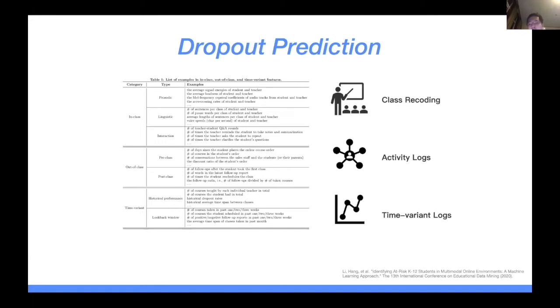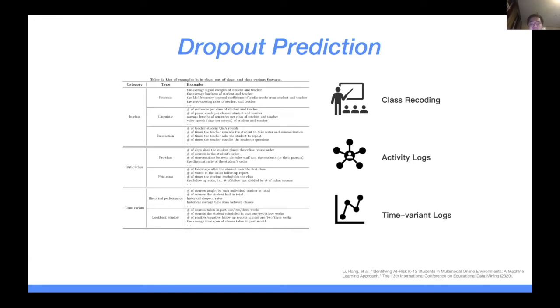And the third, time-variant features that include both historical performance of teachers and aggregated features of student activities within fixed size windows. All of these features are concatenated to train a gradient-boosting decision tree. In our offline experiments, our method improved the dropout prediction performance when compared to state-of-the-art baselines on a real-world educational dataset. And in online experiments, the results show that more than 70% of dropout students are detected by the system.